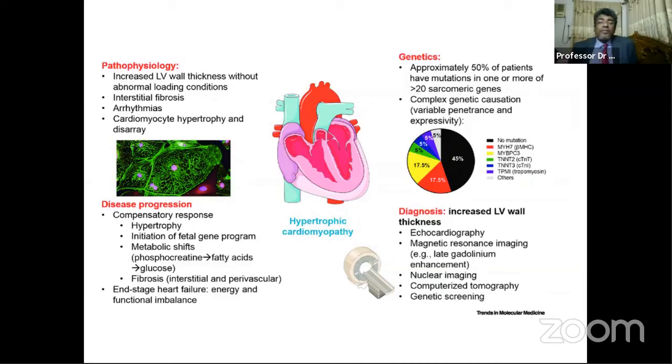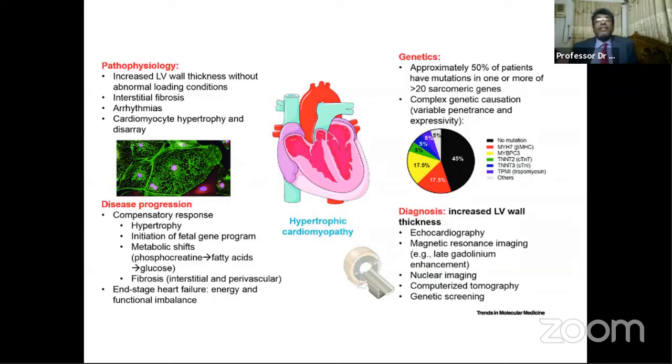This increased LV wall thickness can be detected, and the pathophysiology is increased LV wall thickness without abnormal loading conditions. Usually, when there is valvular heart disease, especially outflow tract obstruction like aortic stenosis or aortic regurgitation, or systemic hypertension, there is a load over the left or right ventricle, so there may be hypertrophy to overcome the load. But if there is hypertrophy without any overload, it may be asymmetrical hypertrophy, not concentric hypertrophy.